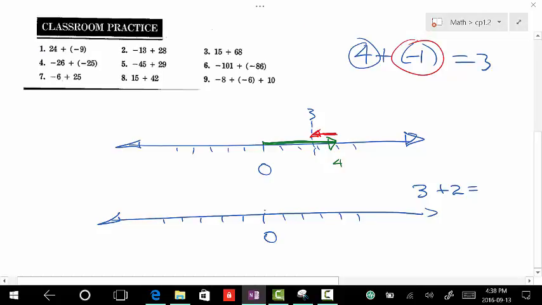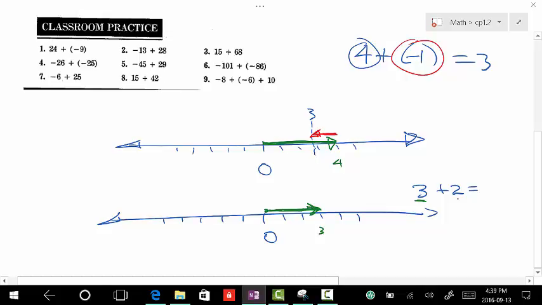I'm going to start off at 0, and I'm going to do the 3 first. So I'm starting at 0, and I come over 3 divisions. 1, 2, 3. There's my first arrow. I put the arrowhead. And there's the number 3. Okay, and I'm going to add 2 to that.